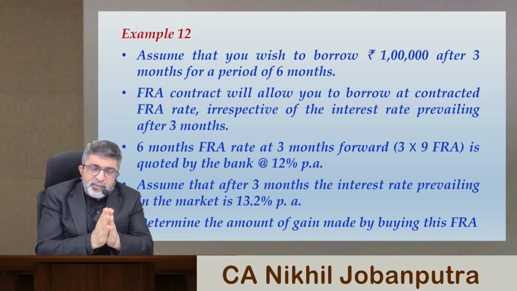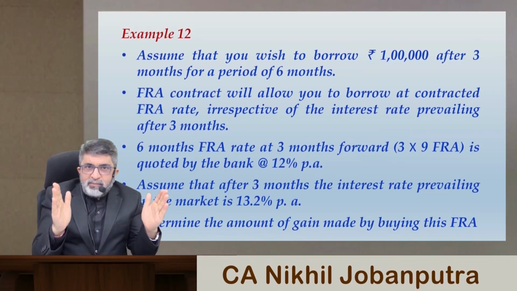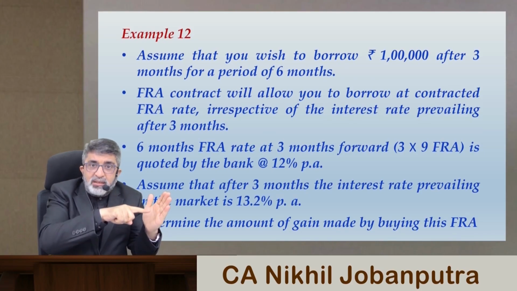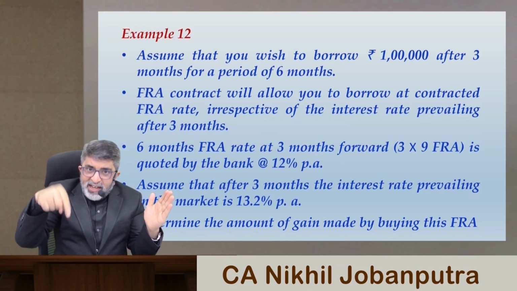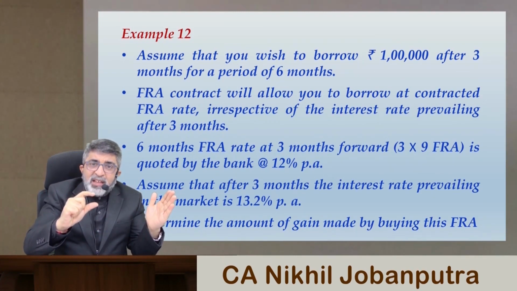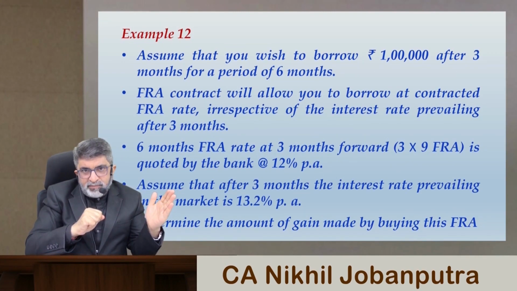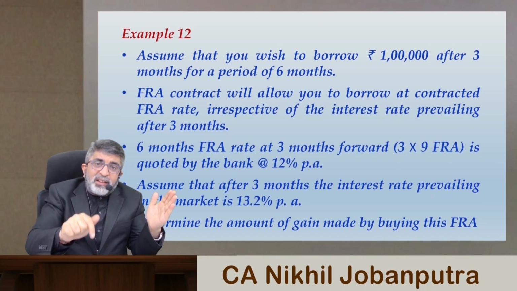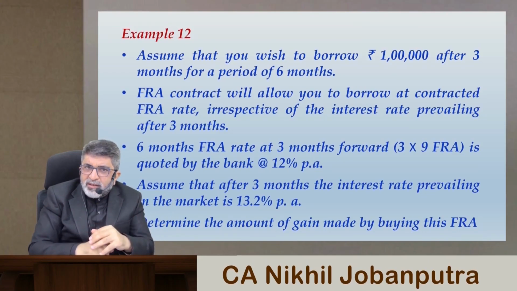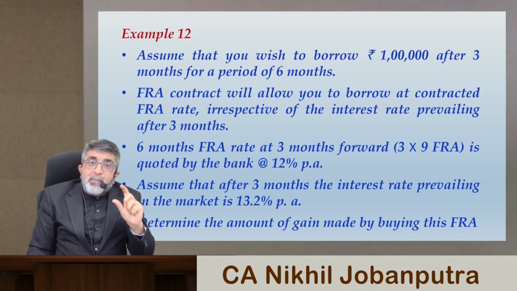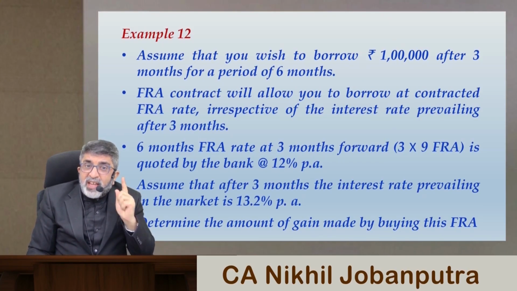But what happens if we draw a timeline? 0, then 3 month and 9 month. So 0 is the date of FRA. 3 month is basically the fixation date. That is the date on which the interest rate is fixed. Why am I saying the interest rate is fixed? Because we are dealing with MRR, market reference rate. Market reference rate changes every moment.